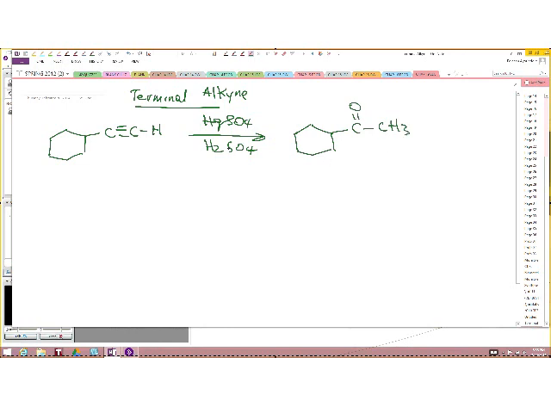Now, the reason for this is because of what this reagent actually does. What this reagent actually does is to add water across the carbon-carbon triple bond in a Markovnikov fashion. Okay, it's a Markovnikov addition of water across the carbon-carbon triple bond. In that case, the hydrogen goes to this carbon here, and the OH goes to here.